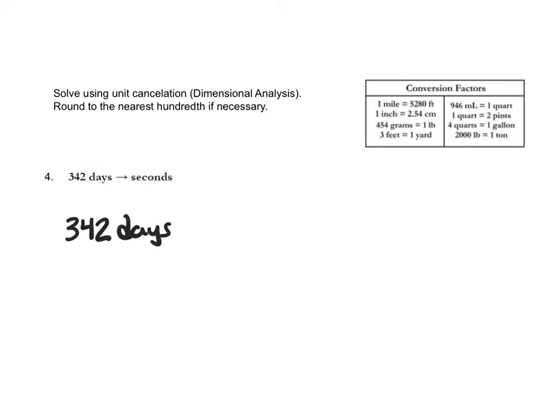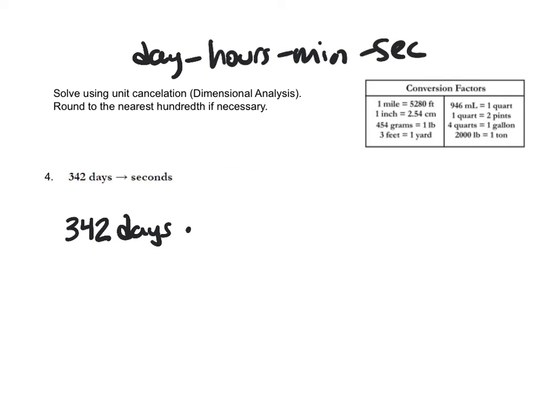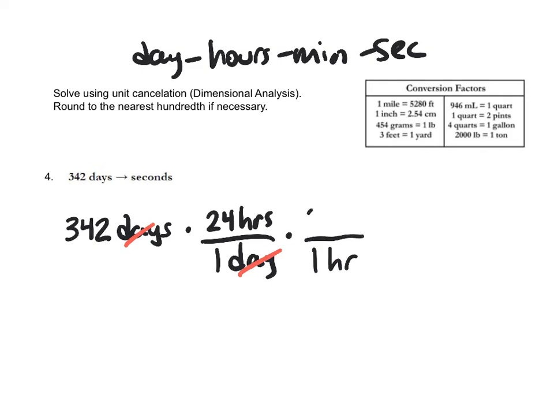You're trying to get to seconds. So again, day, minutes, well, no, I gotta do hours, right? Day, hours, minutes, seconds. Conversion chart doesn't help us. So I know that in 1 day there's 24 hours. I can cancel off my days. In 24 hours, I know that I've got to go to minutes. So I know that in 1 hour, there are 60 minutes. Cancel that out. I know that in 1 minute, there are 60 seconds.